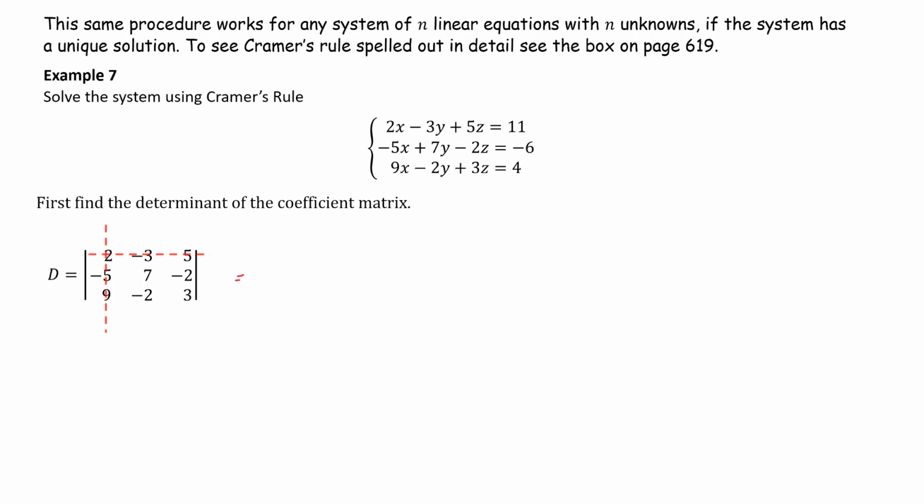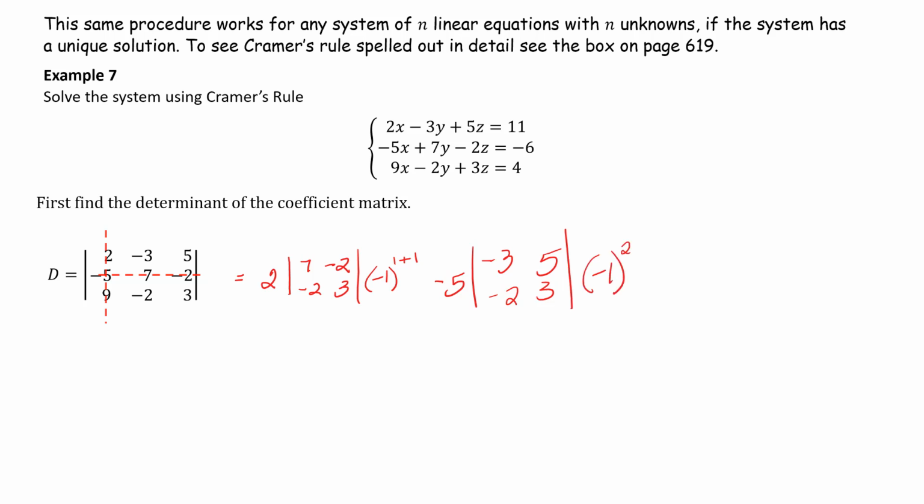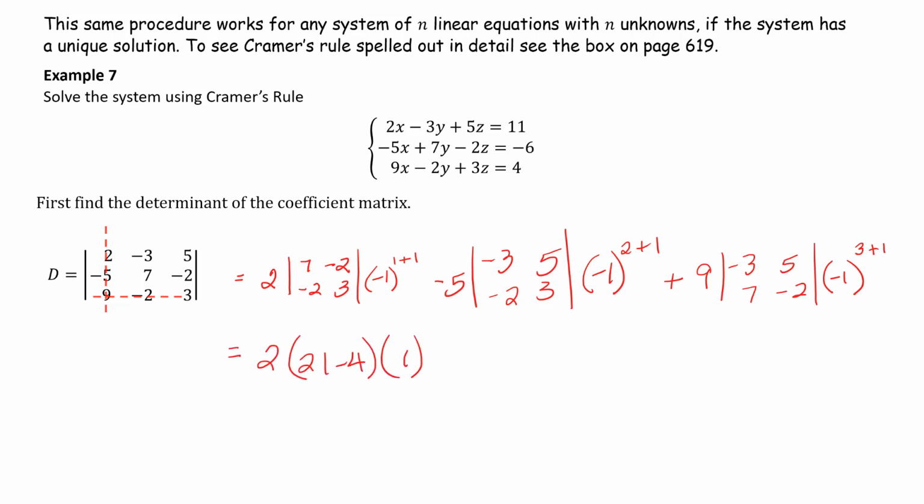We're just going to use 2, and so we're going to have 2 times the minor, 7, negative 2, 3, and we're going to multiply that by negative 1 to the row plus column. And then we're going to move on to negative 5. We're using the first column here. So negative 5 times the minor, and multiply that by negative 1 to the row plus column. And now we're going to move on to 9. And so we'll have 9 times the minor and multiplied by negative 1 to the row plus column. And we're going to multiply all that out. And it's just going to look like this.